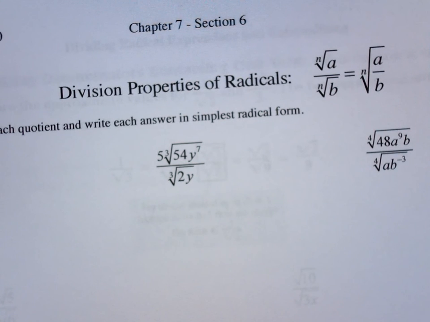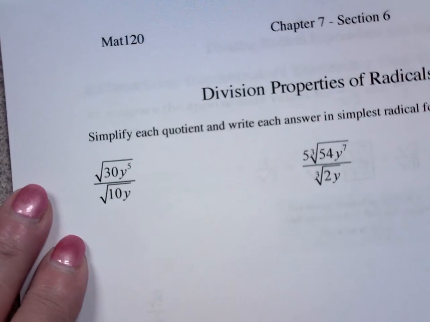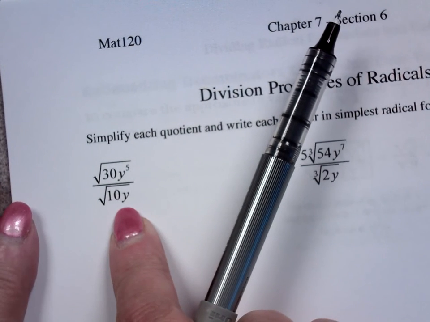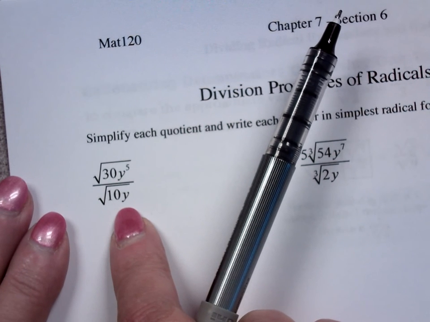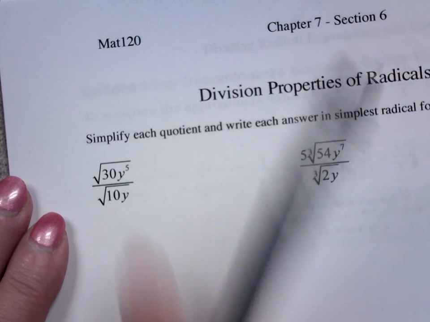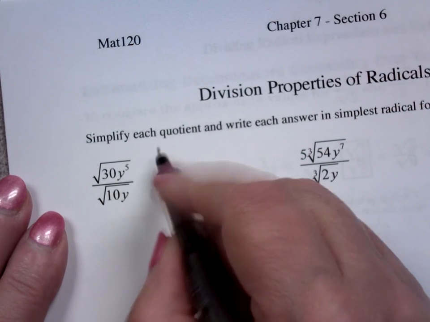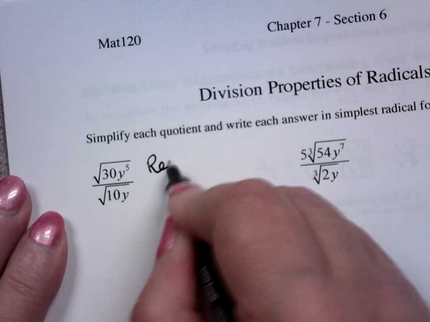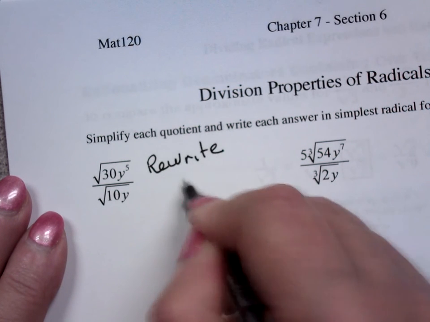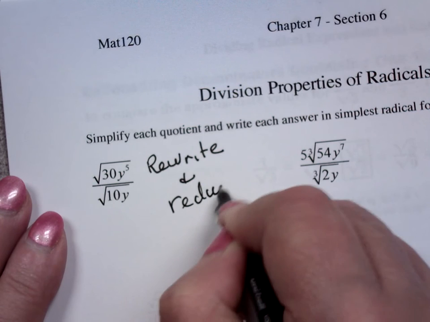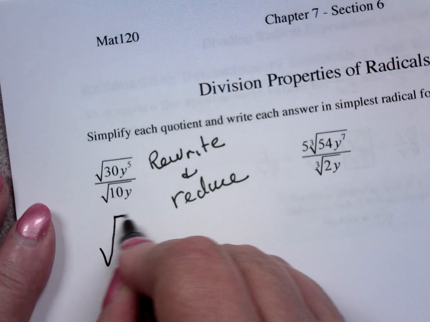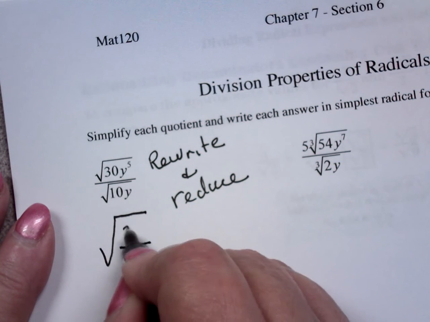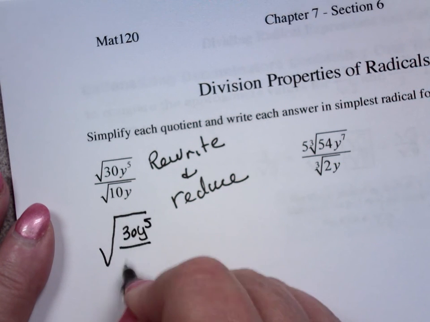The key to doing a two-radical problem, especially if, like this guy, the radical is not a perfect square, is to rewrite it as one radical and reduce. That's going to make your life a heck of a lot easier. So you write it as a single radical. So this is 30y to the 5th over 10y.